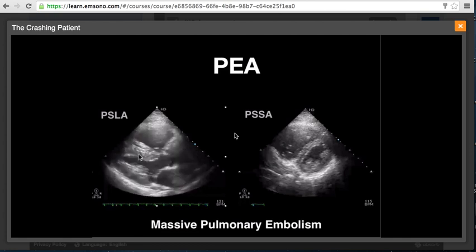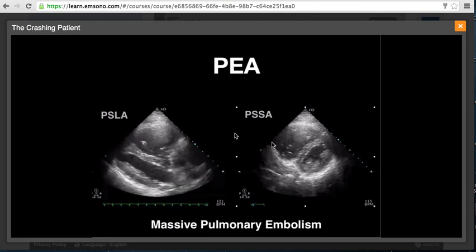You can see that the LV function is hyperdynamic, and on the parasternal short axis you can see again that the RV is dilated. You can see that the LV is being compressed and that you've got the delta sign here, so there's paradoxical septal motion here. This was a patient who had a large pulmonary embolism as their cause of a PEA arrest. So rapid bedside echo helped us to know that there was organized cardiac activity and then helped us to diagnose the cause of this and to rapidly treat the patient.